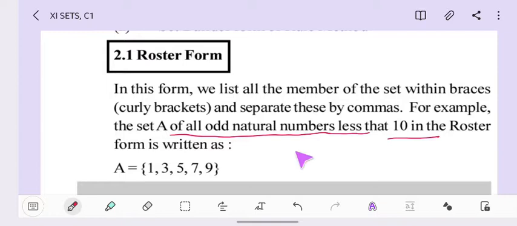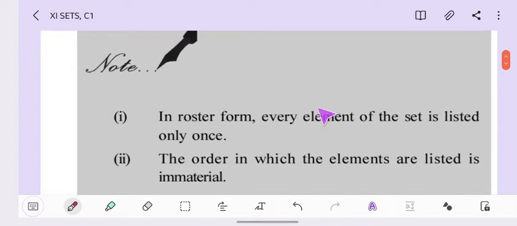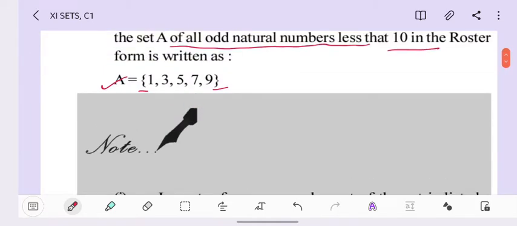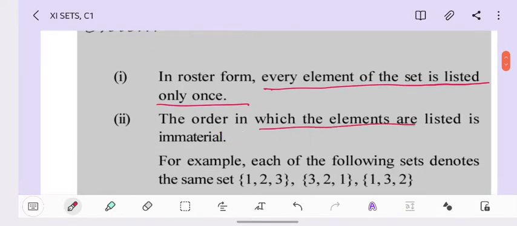In the roster form, it is written as A is equal to, in curly brackets, that is in braces, 1, 3, 5, 7 and 9. Remember, in roster form, every element of the set is listed only once. That means you cannot repeat the members more than once. The order in which the elements are listed is immaterial. That means it can be written in any order.